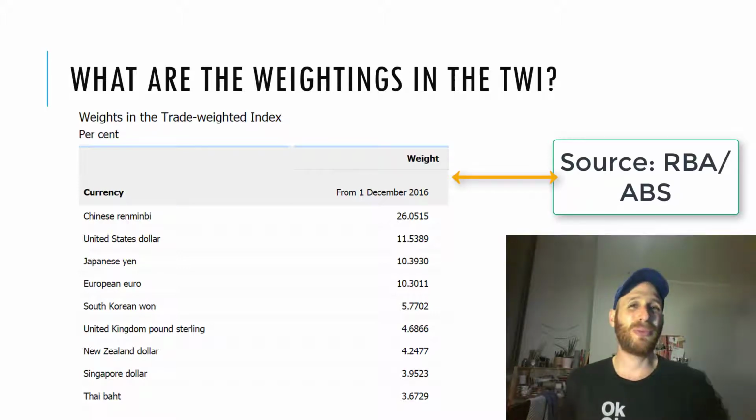So you might say, well, what are the weightings in the TWI? This information is from the RBA, and you can see here that the Chinese currency is about 26% weighting in the TWI. The US dollar is about 11.5%, Japanese yen 10.4%, and so on down there. So you can see that movements in the exchange rate with China occupy about a quarter of the movements in the TWI. So it really reflects who we are trading with in the global economy.